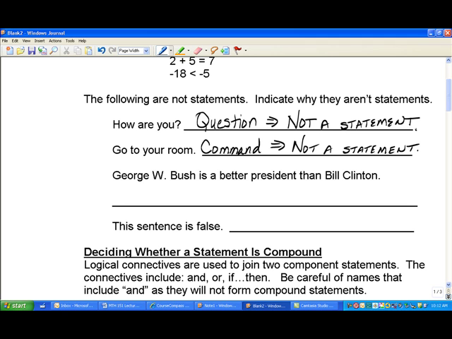Number 3, or the third one, George W. Bush is a better president than Bill Clinton. This one is not a statement because it is an opinion. One person might say this is true and another person might say it's false. So anything that is an opinion is not a statement.